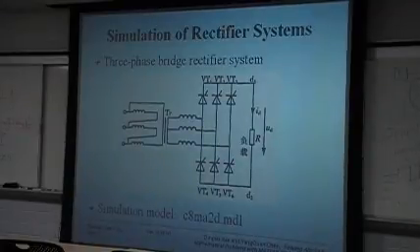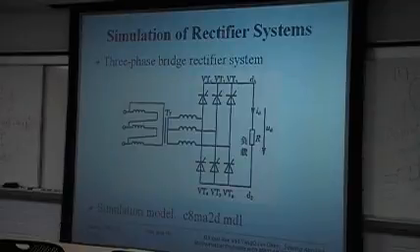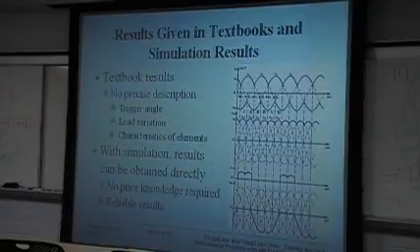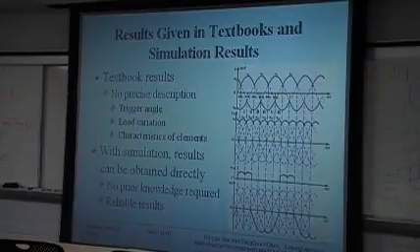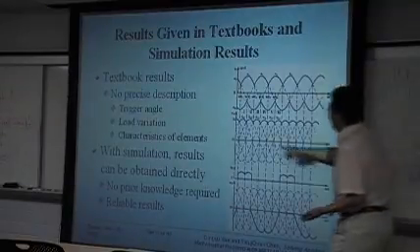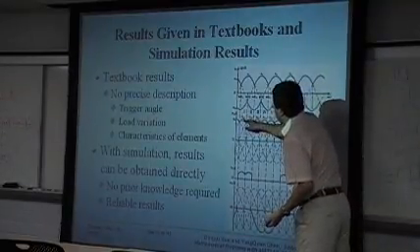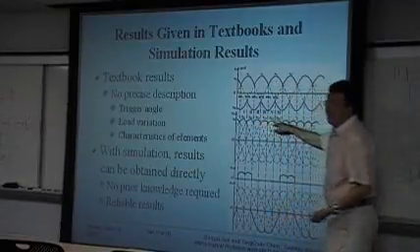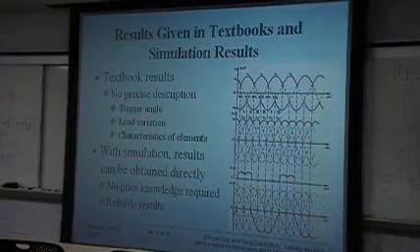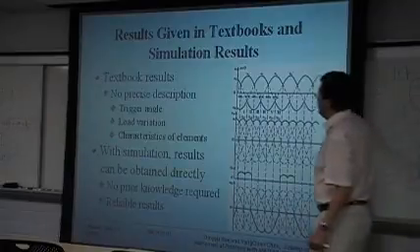And what is the actual DC voltage? What should it look like? The DC voltage may not be a straight line. It should be given as a signal like this. So these are the results given in textbooks.